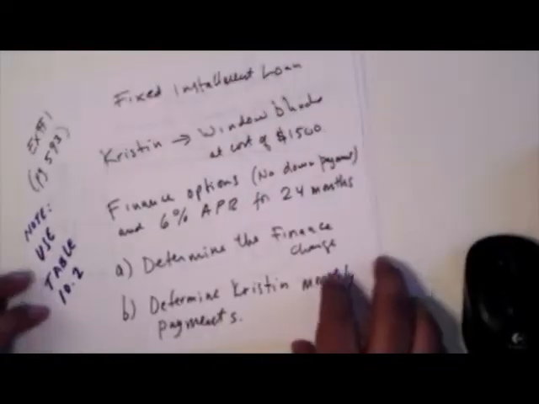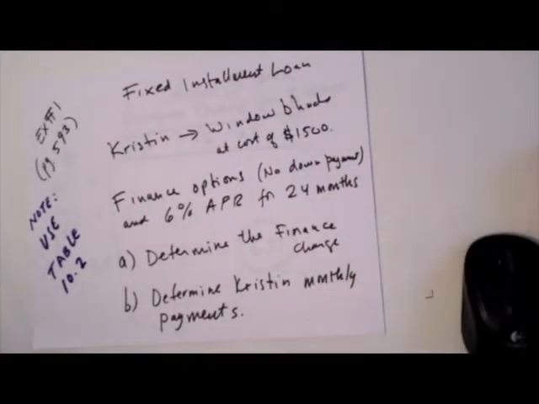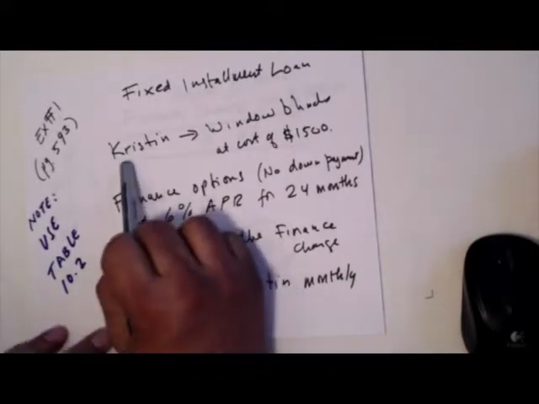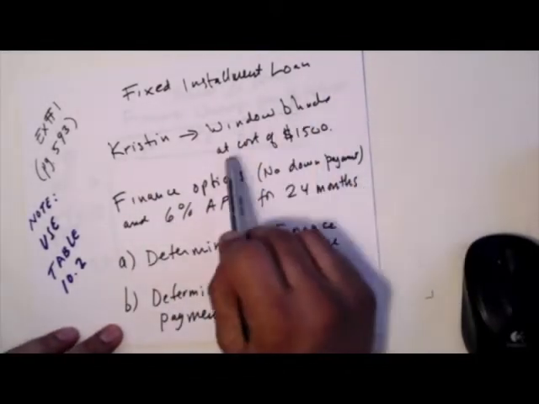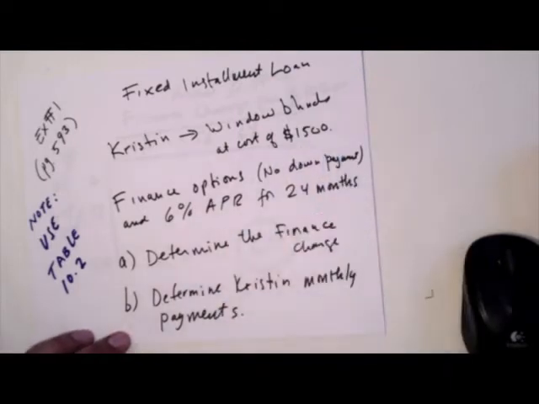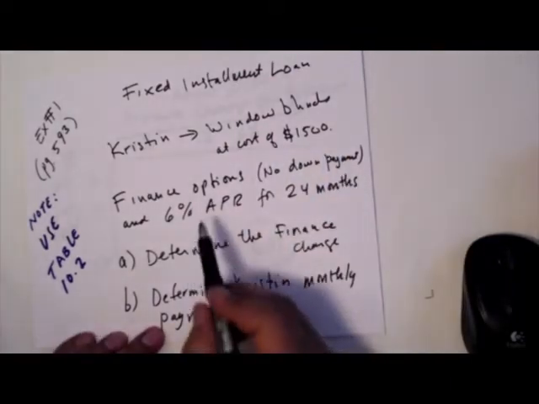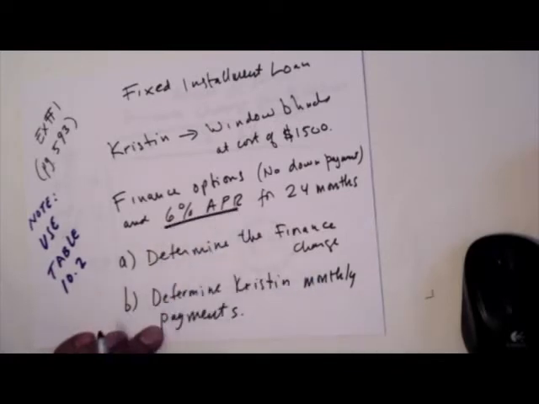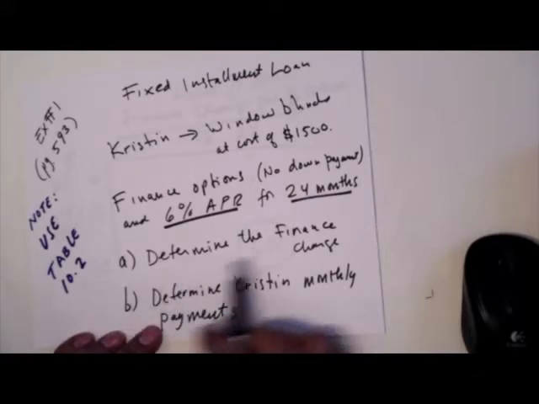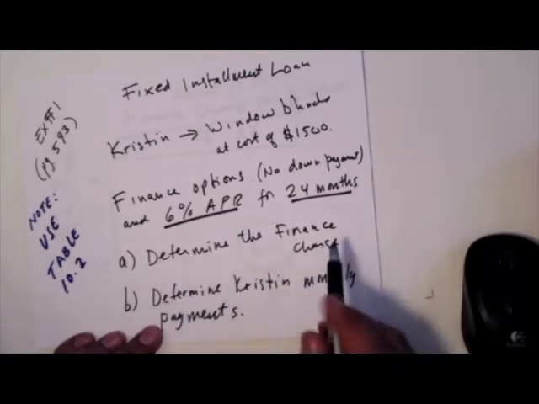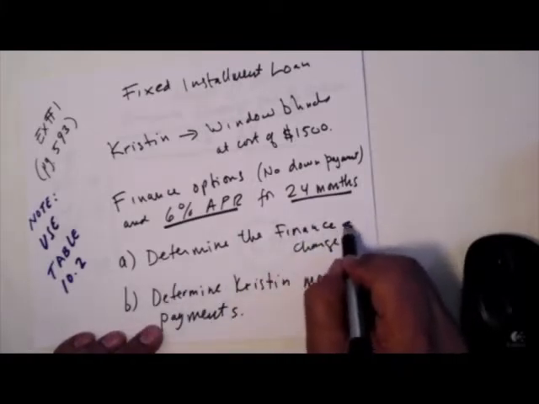So let's go over again. Christine wants to get some window blinds at a cost of $1,500. Her finance rate is 6% APR for 24 months. Question A, determine the finance charge. Right, this means money, the cost.